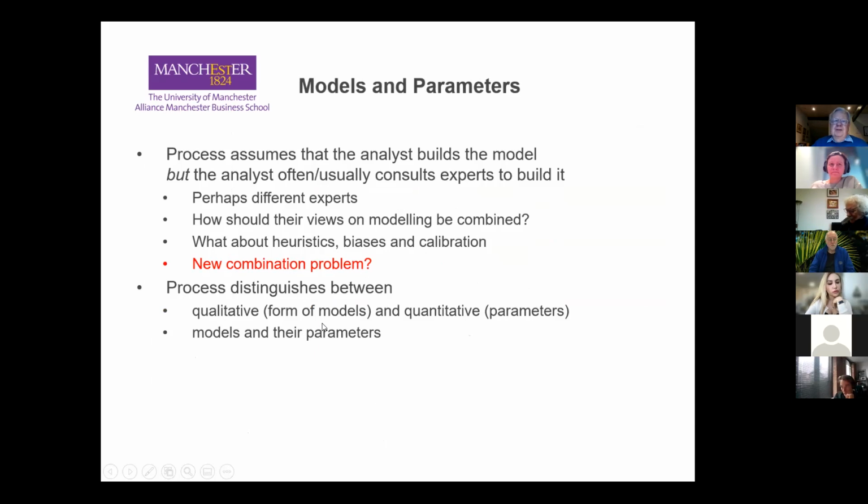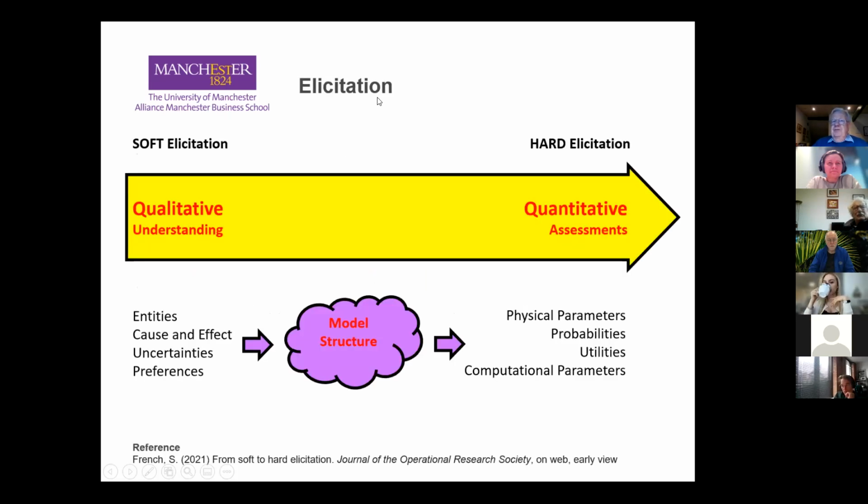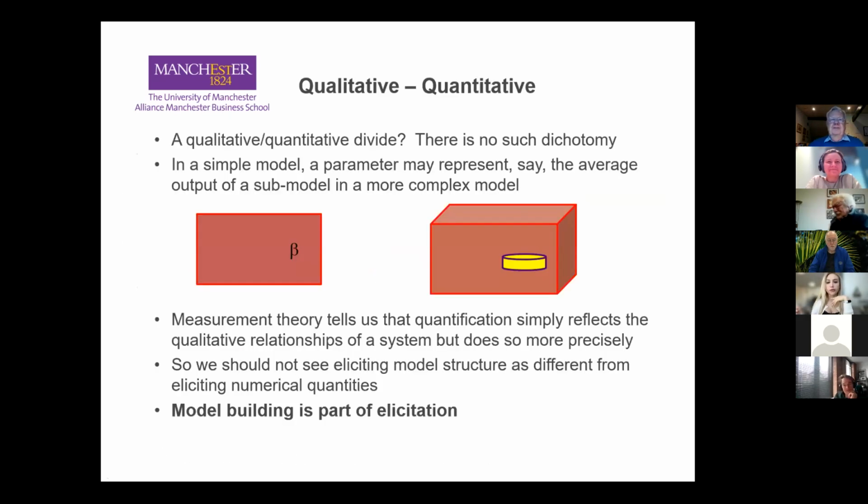Processes usually distinguish between the qualitative form of models and the quantitative parameters, as if models and their parameters are completely different entities. But they're not quite that simple. There's no real qualitative quantitative divide.